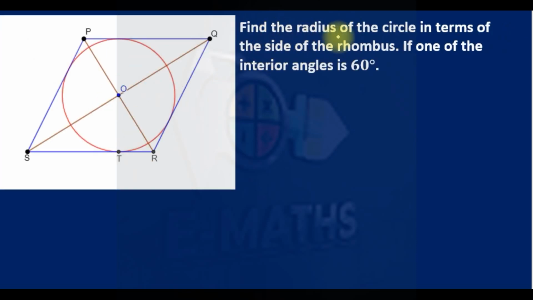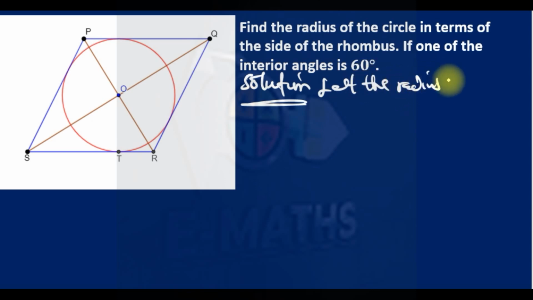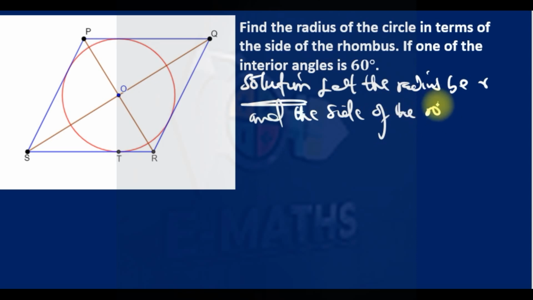So they say find the radius of the circle in terms of the side of the rhombus if one of the interior angles is 60. So what I will do, I will say let the radius be r, that's the radius of this circle, and the side of the rhombus be x. So that's it.